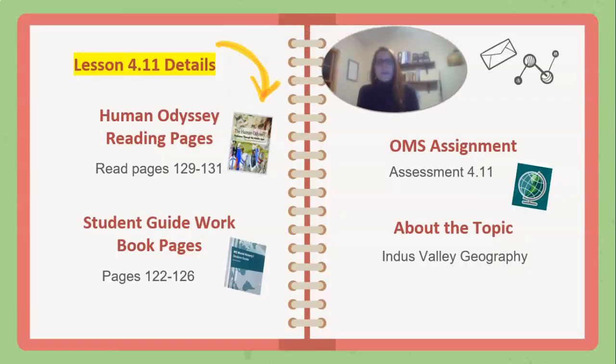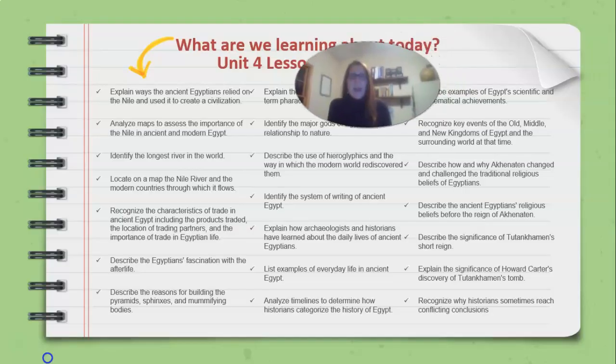Human Odyssey reading pages 129 to 131, your student guide workbook pages 122 to 126, your OMS assignment is 4.11, and the topic is the Indus Valley geography. A lot of times it's pronounced Indus or Indu. You'll hear it either way.